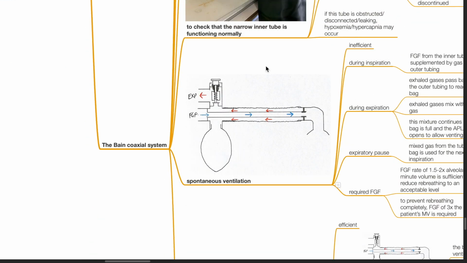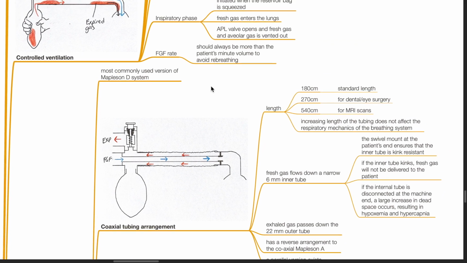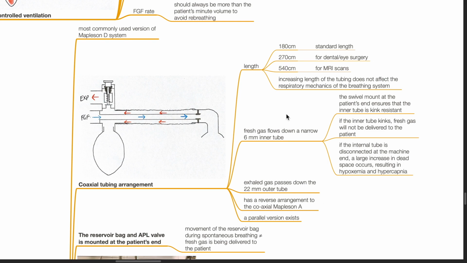The Bain coaxial system. This is the most commonly used version of the Mapleson D system. The coaxial tubing arrangement. The typical length of the tube is 180 centimeters. It can be 270 centimeters for dental or eye surgery and up to 540 centimeters for MRI scans. Increasing the length of the tube does not affect the respiratory mechanics of the breathing system.